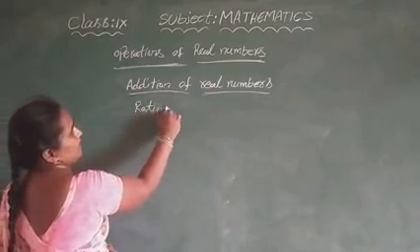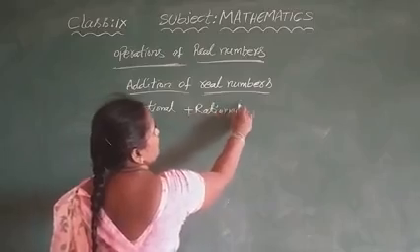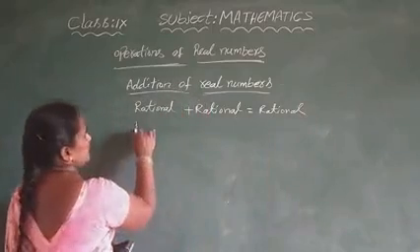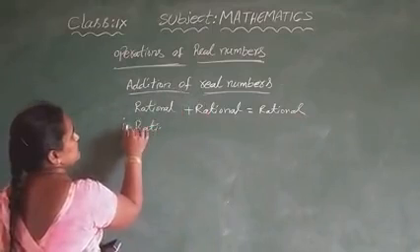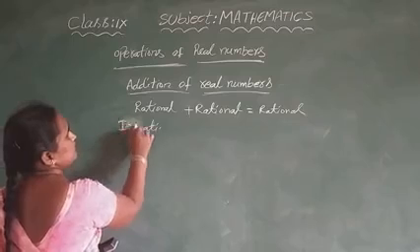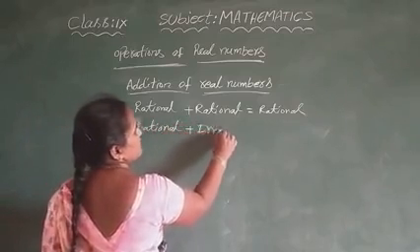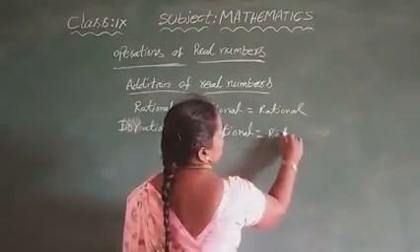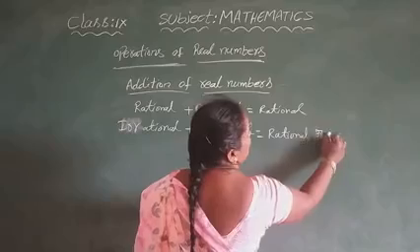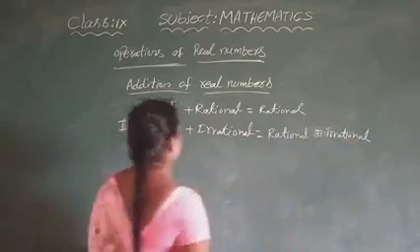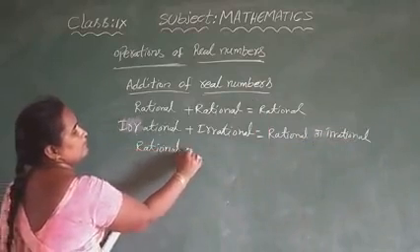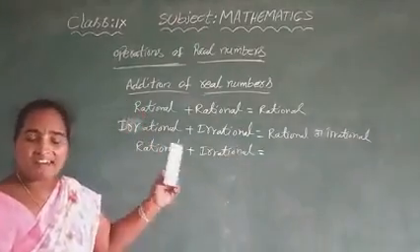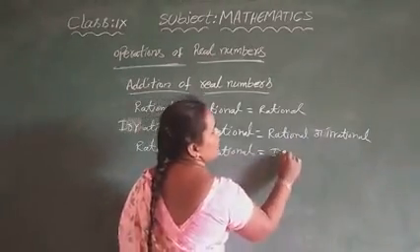Rational number plus rational number. Sum of two rational numbers is a rational number. Then irrational numbers. Two irrational numbers. You take the sum of two irrational numbers, either rational or irrational. You take one rational number and another one an irrational number, then you get an irrational number.